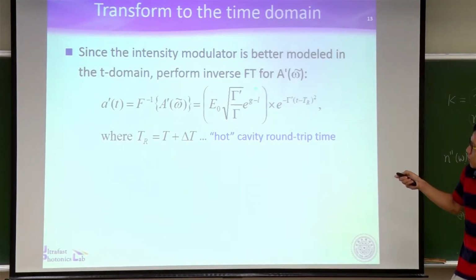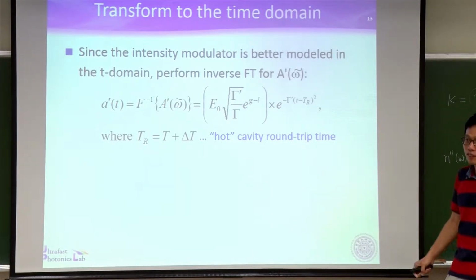You can see, neglecting the amplitude, this is a Gaussian. And the central point is shifted to the round-trip time, which is the summation of the cold cavity round-trip time and the delay increment due to the gain medium. So together it means the hot cavity round-trip time. Hot means with gain medium. Cold means without gain medium. So this is the actual round-trip time in your laser cavity. Because your cavity is lasing, T_R has to take these two terms into account. Okay.